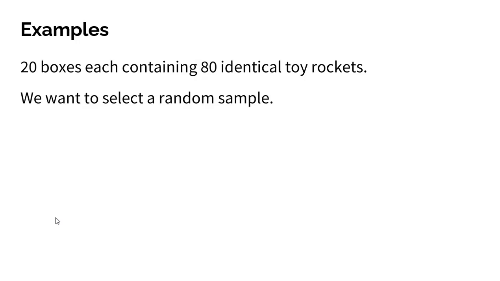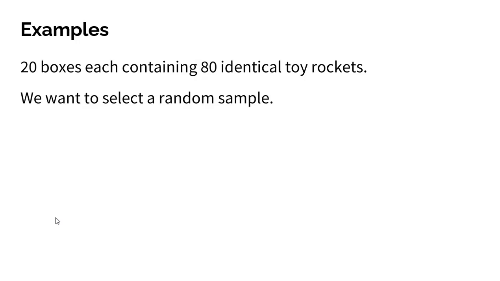Now, how could I treat this as a cluster sample? Well, if I look at the 20 boxes as my clusters, they're already in groups. In each box, I have 80 identical toy rockets. Now, you'd say, well, that's homogeneous. Yes, but all 1,600 are the same identical toy rockets. So in that sense, it's not like the boxes are any different from each other. It's not like one has red rockets and one has blue rockets, or one has large rockets and one has small rockets. They're all identical toy rockets. So in that case, my groups could be looked at as my clusters.